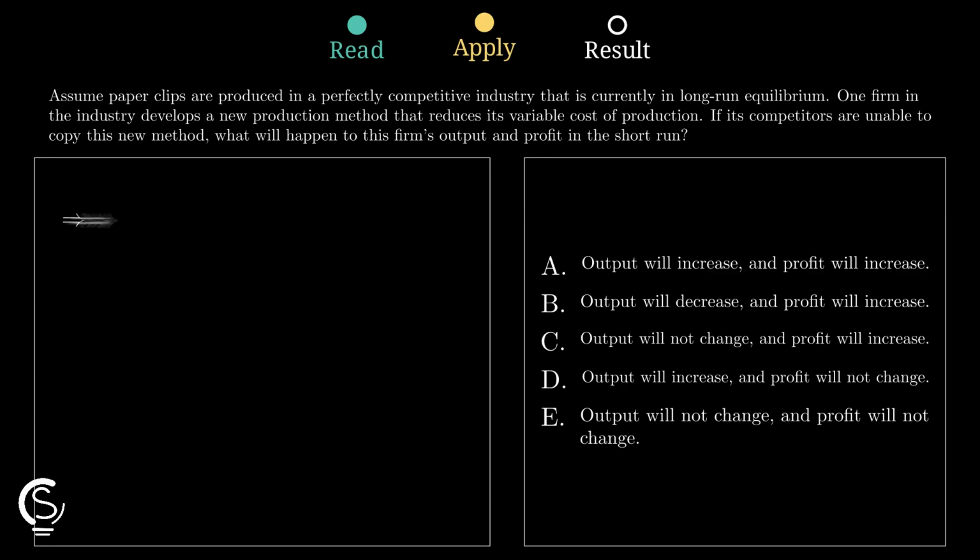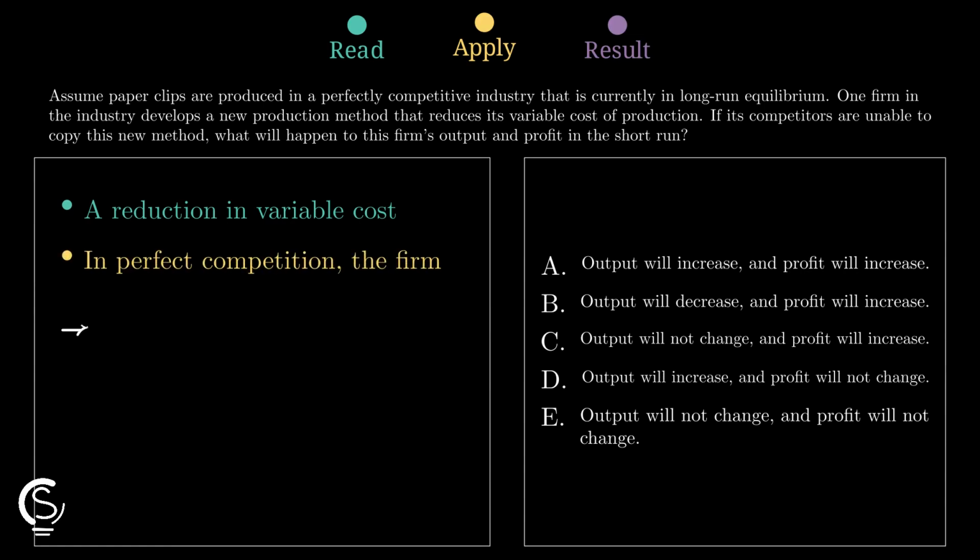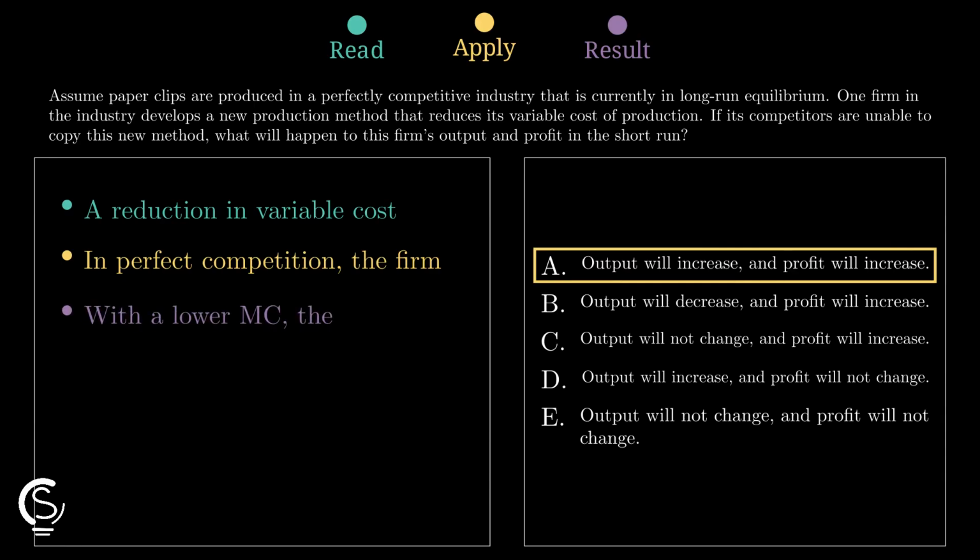Since the new marginal cost curve is lower than before, the intersection with the constant market price occurs at a higher quantity. This means the firm will definitely produce more. With lower cost per unit and more units sold, total profit must rise. That makes option A the clear winner for this competitive firm.